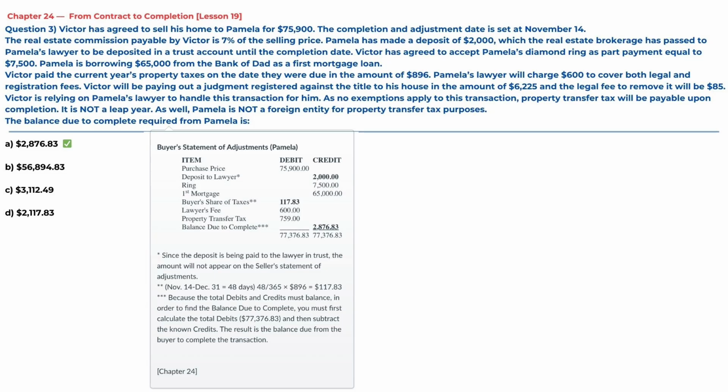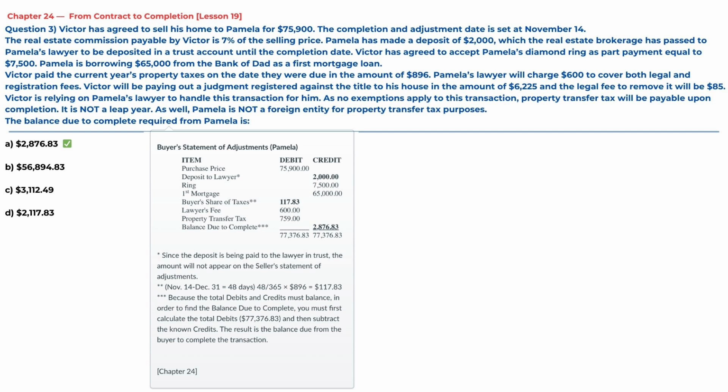Victor paid the current year's property taxes on the date they were due in the amount of $896. Pamela's lawyer will charge $600 to cover both legal and registration fees. Victor will be paying out a judgment registered against the title to his house in the amount of $6,225, and the legal fee to remove it will be $85. Victor is relying on Pamela's lawyer to handle this transaction for him. As no exemptions apply to this transaction, property transfer tax will be payable upon completion. It is not a leap year. As well, Pamela is not a foreign entity for property transfer tax purposes.